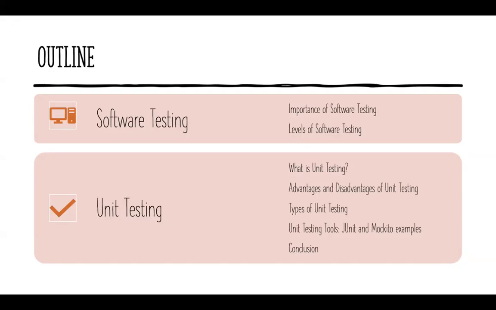And then we'll first talk about what it is. We'll talk about unit testing, and then we'll talk about the advantages and disadvantages of unit testing. So we'll look at cases where you should use unit testing for your software development process, and some cases where you shouldn't use it. Then we'll talk about the types of unit testing. So we'll get into details of this, and then we'll talk about unit testing tools. So the two tools that we'll be looking into are JUnit and Mockito, and then we'll conclude at the end. So without further ado, let's get into software testing.